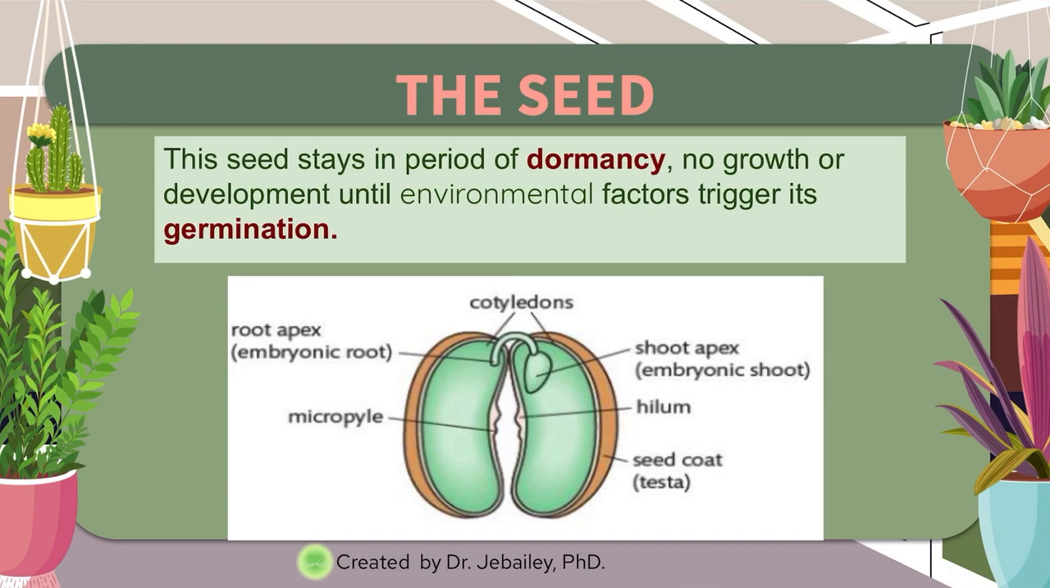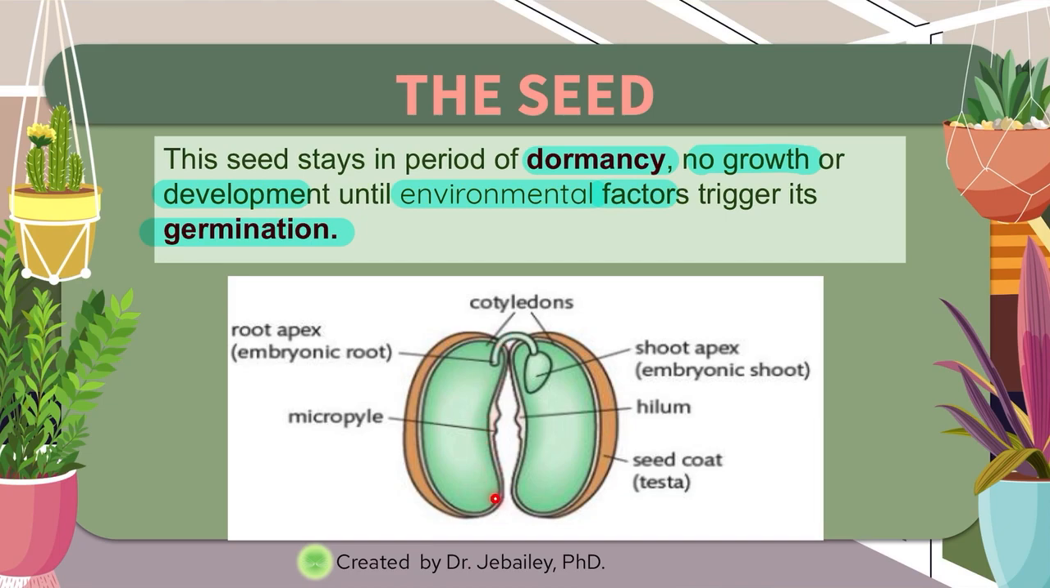Now, some seeds live in a period of dormancy, which means there is no growth or development until the right environmental factor triggers them to germinate. Some seeds need fire to germinate. Some seeds need a good temperature to germinate. Every seed has a certain environment that it needs in order to germinate. And when we say germinate, it is when the seed ruptures. So we have to know basically the drawing of the seed.